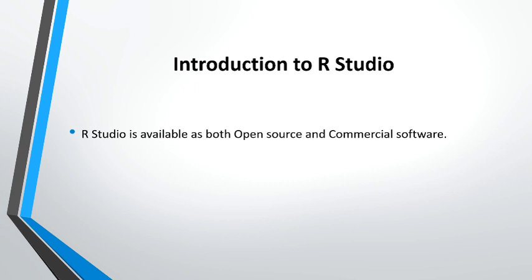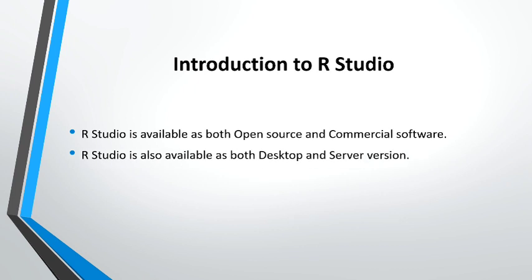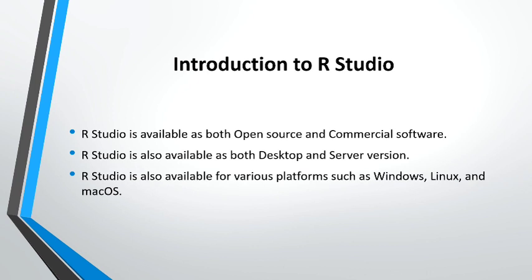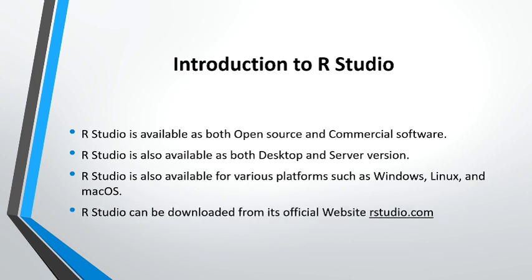Commercial software means you have to pay for your software. If you are going to take open source, you can browse it and download the software. Here you don't need to pay any money for the open source. It is also available for both desktop and server versions, and it is used on all operating systems. You can download it from the official website, rstudio.com.